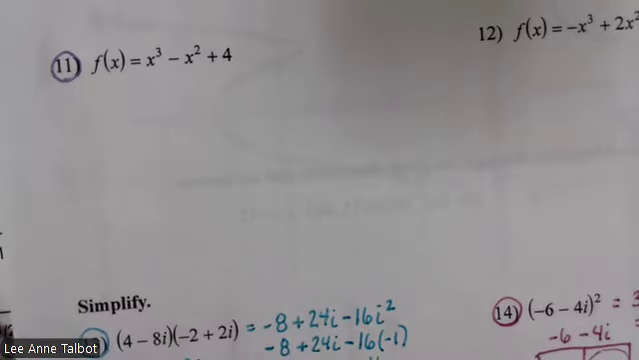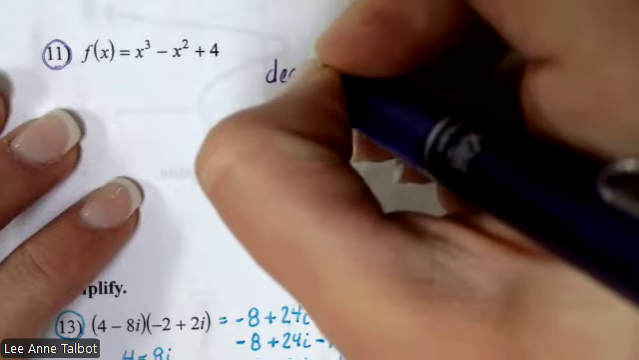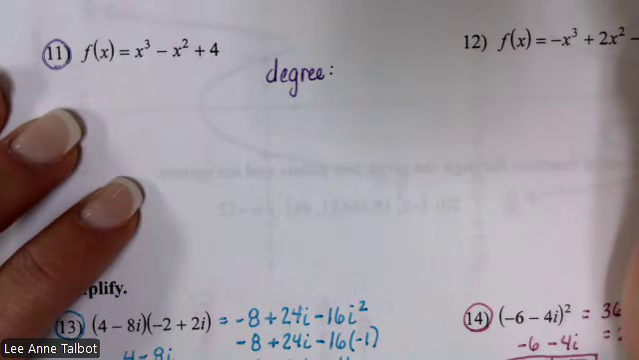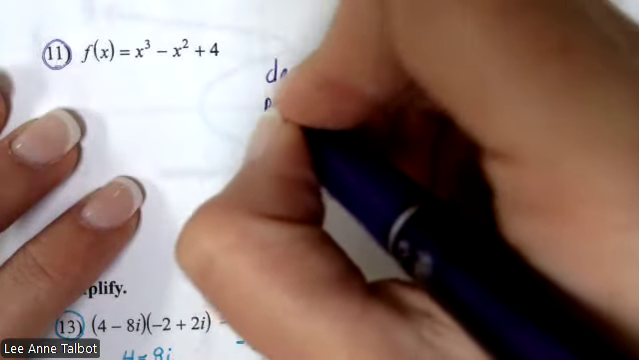Okay, so let's see what you guys remember. I know you remember. What's the degree of this one? 75, 962, 3. And positive A.